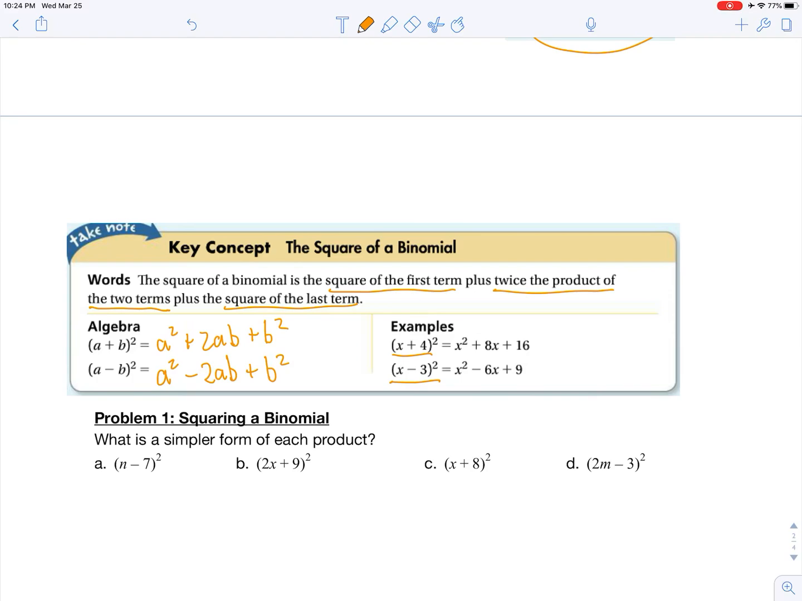So we see that in the next example. x minus 3 quantity squared, square the first term. We have twice the product of our two terms, so 2 times negative 3 times x, and then the square of the last term, we get 9.